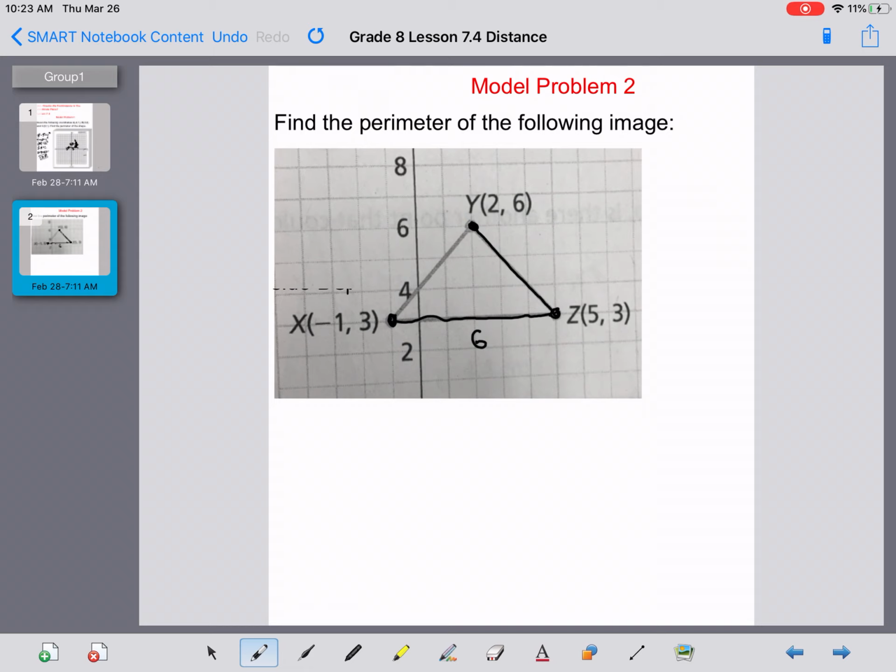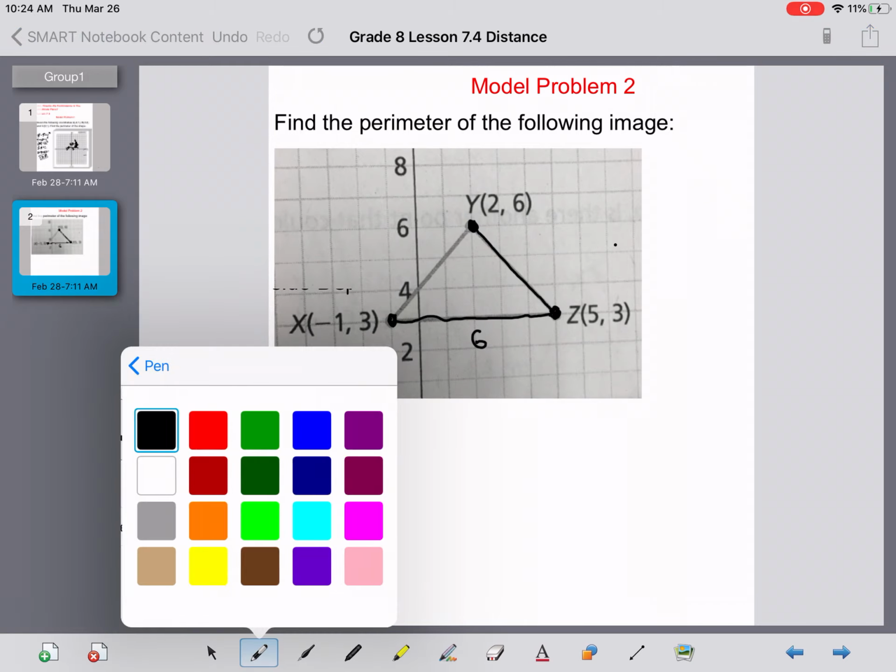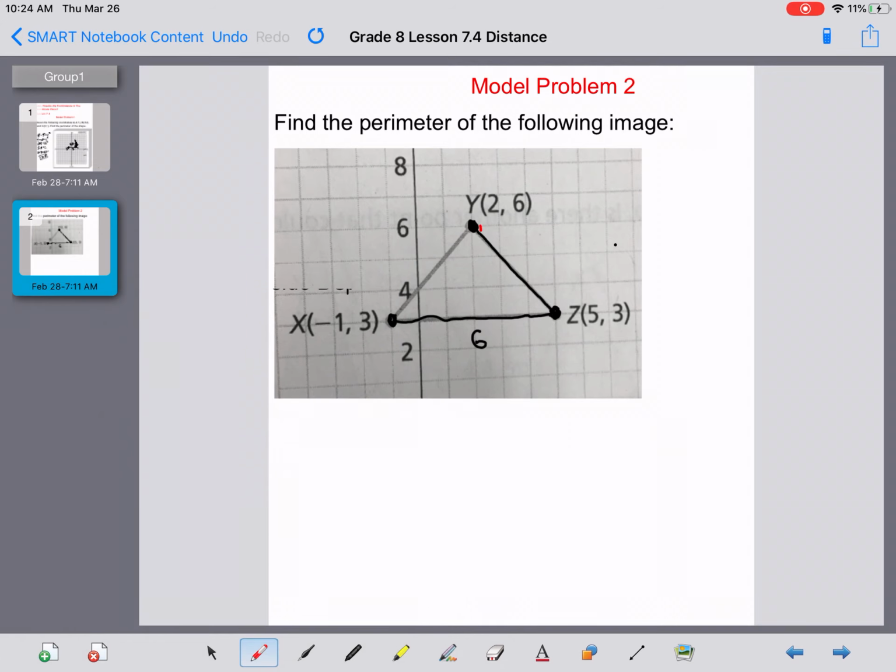In order to find this distance, and in order to find the distance between any 2 points of a coordinate plane, I can just form an imaginary right triangle wherever I want. So I can use these dotted lines to create a right triangle. A right triangle in the coordinate plane has to contain a perfectly horizontal and vertical line, and then I have my right angle here. And then from there, I can just count my spaces.